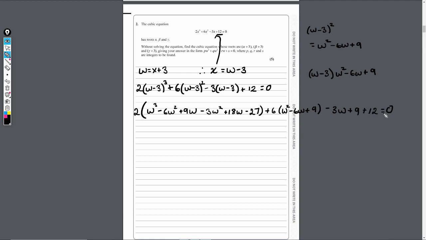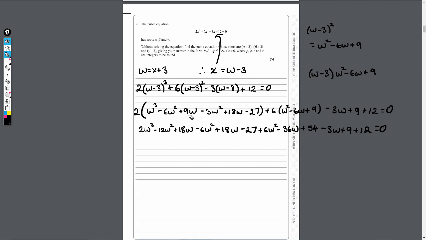So it's quite long, but let's carry on simplifying this. So now I'm just going to expand everything in here by 2. So 2 times everything, so I'm going to get 2w cubed minus 12w squared plus 18w minus 6w squared plus 18w minus 27. Times in this through by 6 now, so I'm going to get plus 6w squared minus 36w. 6 times 9, that'll be plus 54. I've got my minus 3w here, minus 3w plus 9 plus 12, and that's equal to 0.